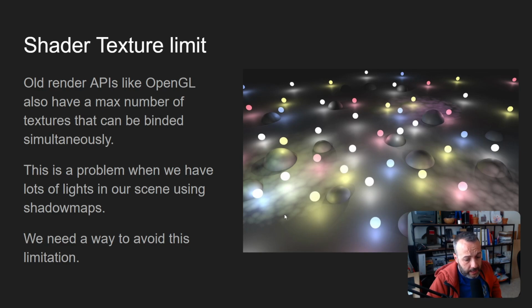Also remember that for every light that we're going to render, we need to pass the shadow map if that light has a shadow map. And shadow maps are textures, and GPUs have a limit on the number of textures they can use. You cannot store, I don't know, 6,000 textures on a shader. It doesn't work that way. But if we have a lot of lights with shadows, we may need that. So we need a way to get around the limit of shadow maps that we can use.